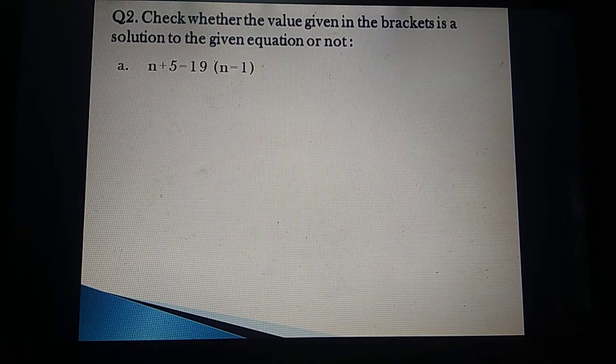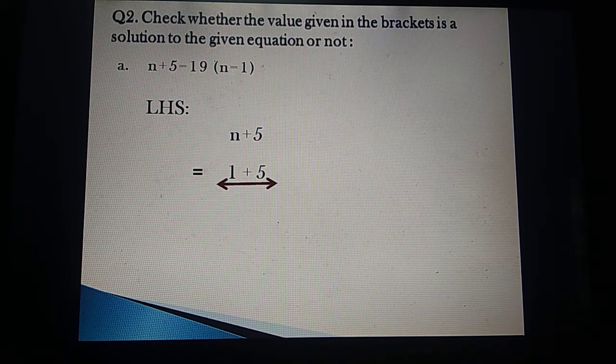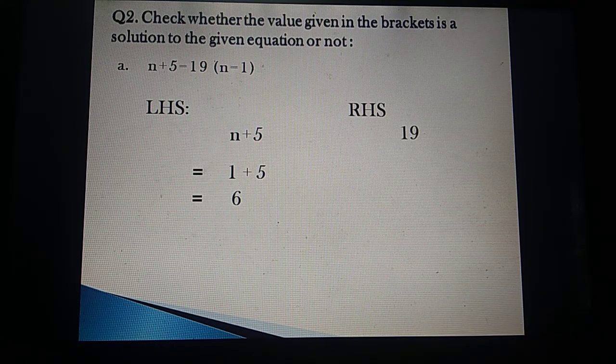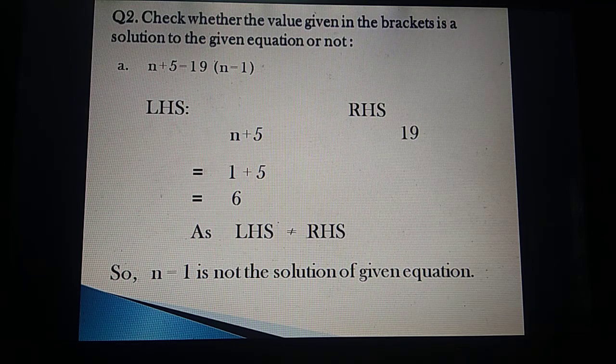So here we are supposed to use 1 in place of n. First we will solve LHS, which is n plus 5. Replace n by 1. Now add 5 to it. When you solve this, you will get 6, but RHS is 19. Are they equal? No, they are not equal. So as LHS is not equal to RHS, we can say n equals to 1 is not the solution of the given equation. The value given to you in the bracket is not the solution.